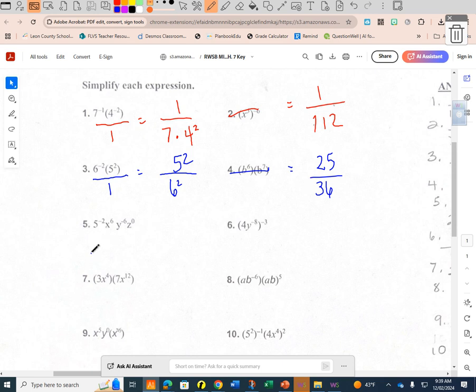All right, so number 5. 5 to the negative 2 power, 6 raised to the 6 power, y raised to the negative 6 power, z raised to the 0 power. Those are all factors. They're all being multiplied. Very first thing we're going to do, we're going to simplify the z to the 0 power. What's z to the 0 power, Kendall? Yes, anything to the 0 power except for 0 is 1.